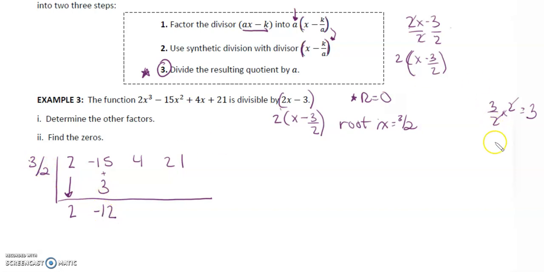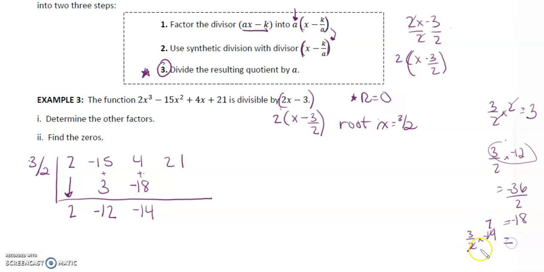3 halves times negative 12. You can do this the expanded way. You can say, okay, that's negative 36 divided by 2. I get negative 18. Now, negative 18 plus 4, I get negative 14. 3 halves times negative 14. I'm going to divide 14 by 2, and we're left with 7. So 3 times negative 7 is negative 21. Check that out. When we add 21 and negative 21, our remainder is 0.